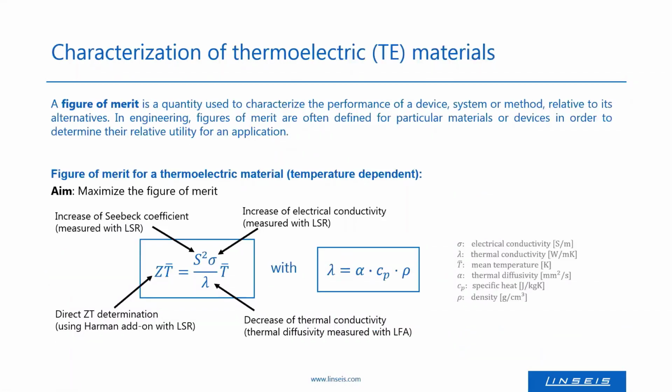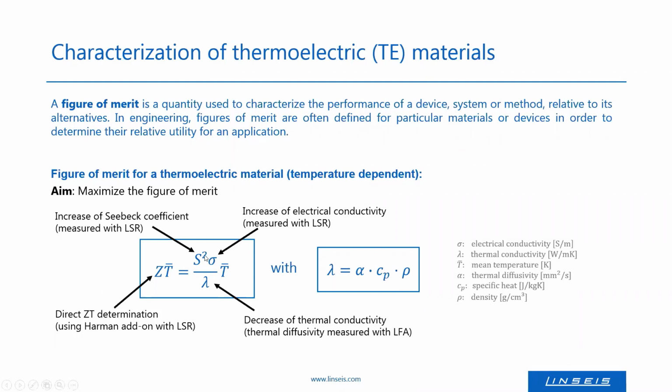Now, if we want to look for promising candidates for thermoelectric applications, we need materials with a high conversion efficiency, and we need a way to compare the suitability of different candidates. For this reason, the thermoelectric figure of merit has been introduced. The figure of merit is also shortly called a ZT value. The ZT value consists of the Seebeck coefficient, the electrical conductivity, and the thermal conductivity. The aim of finding a good thermoelectric material or to generate one is to maximize this figure of merit.